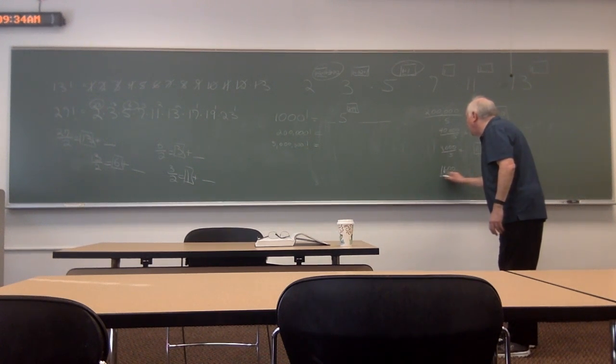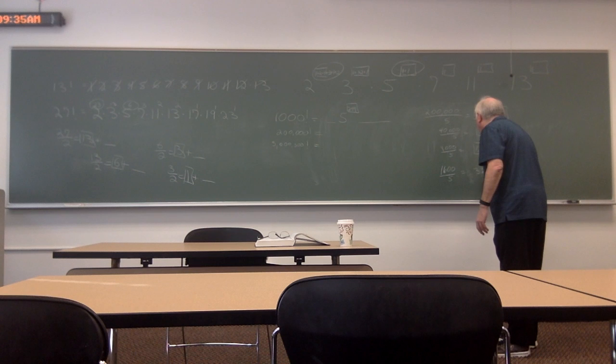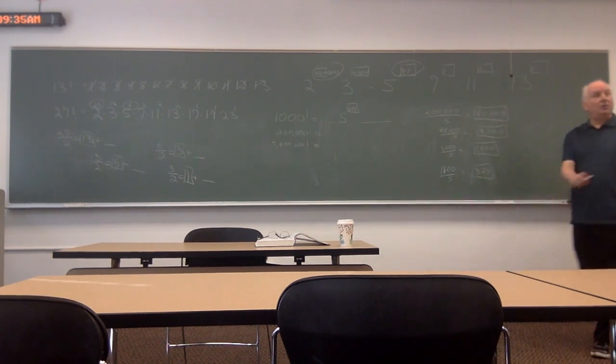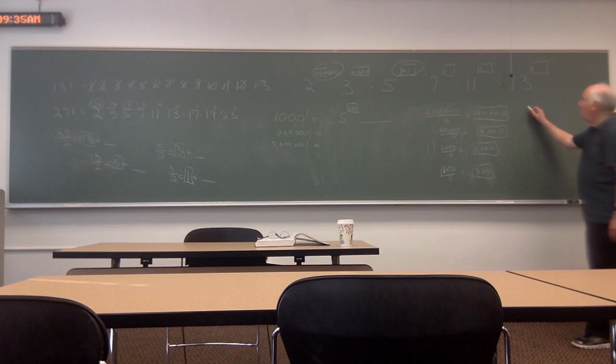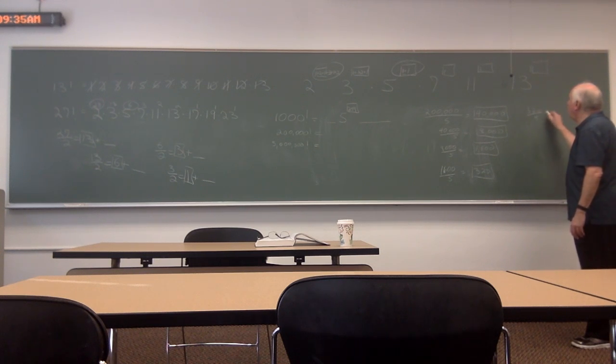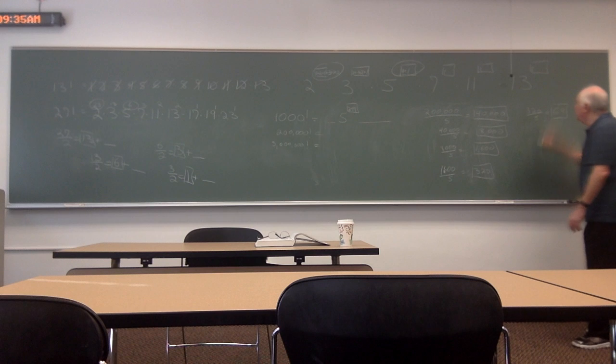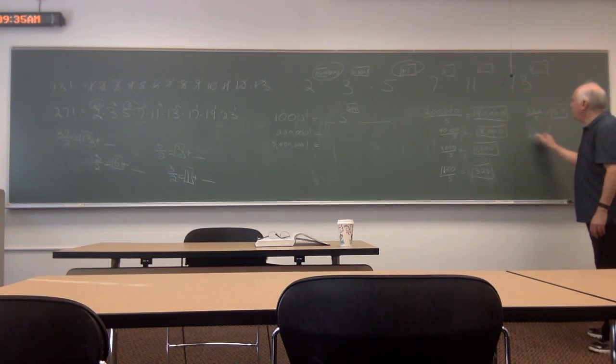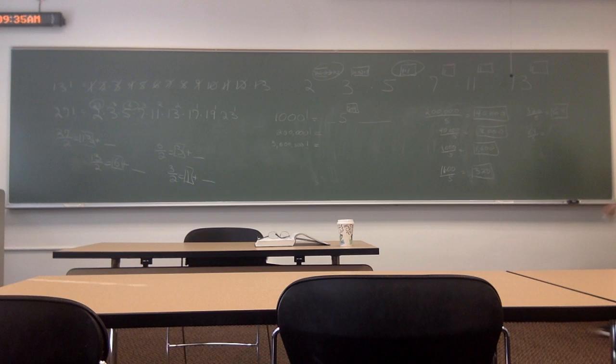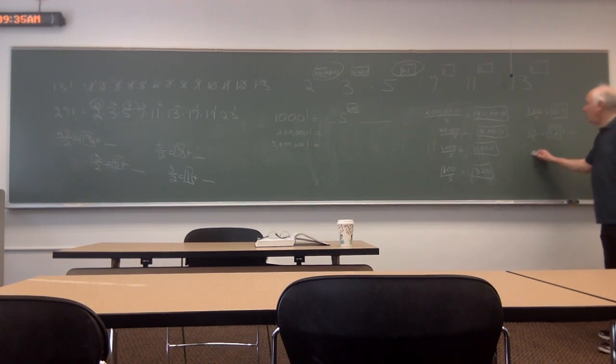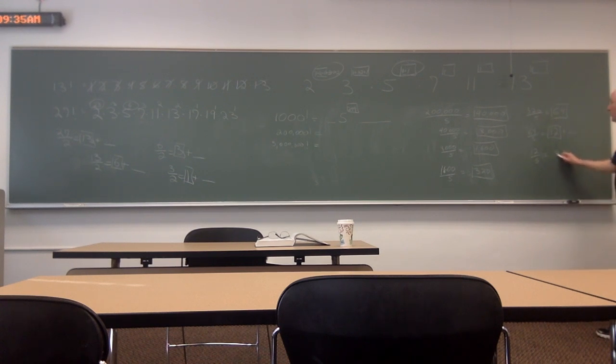1,600 divided by 5 is 320. So that's how many were multiples of the next power of 5. 320 divided by 5 is 64. 64 divided by 5, well, this is the first one that doesn't go evenly. What's the whole number here? 12, so plus. Then we take 12 divided by 5. The whole number is 2 plus. But once you're less than the number you're dividing by, you're done.